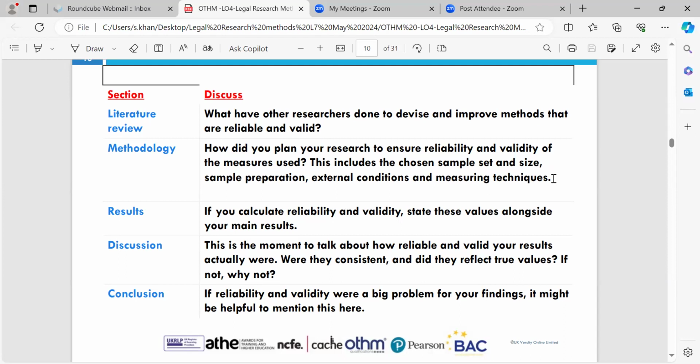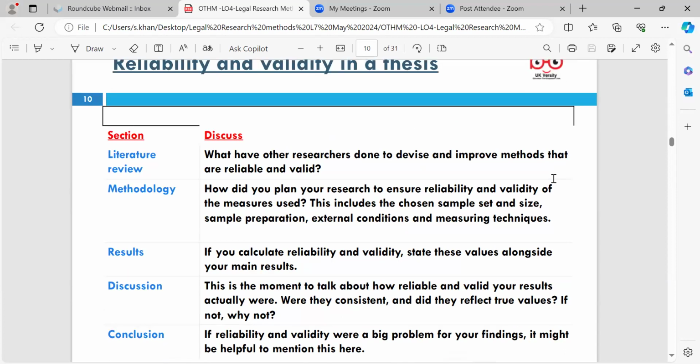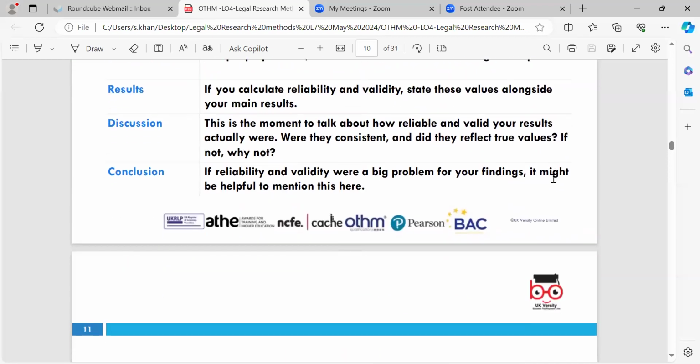And then the conclusion. If reliability and validity were a big problem for your findings, it may be helpful to mention this here, to identify why they were a big problem. And you need to be able to take into account planning your research and interpreting the results. So this is an example of reliability and validity in a thesis.